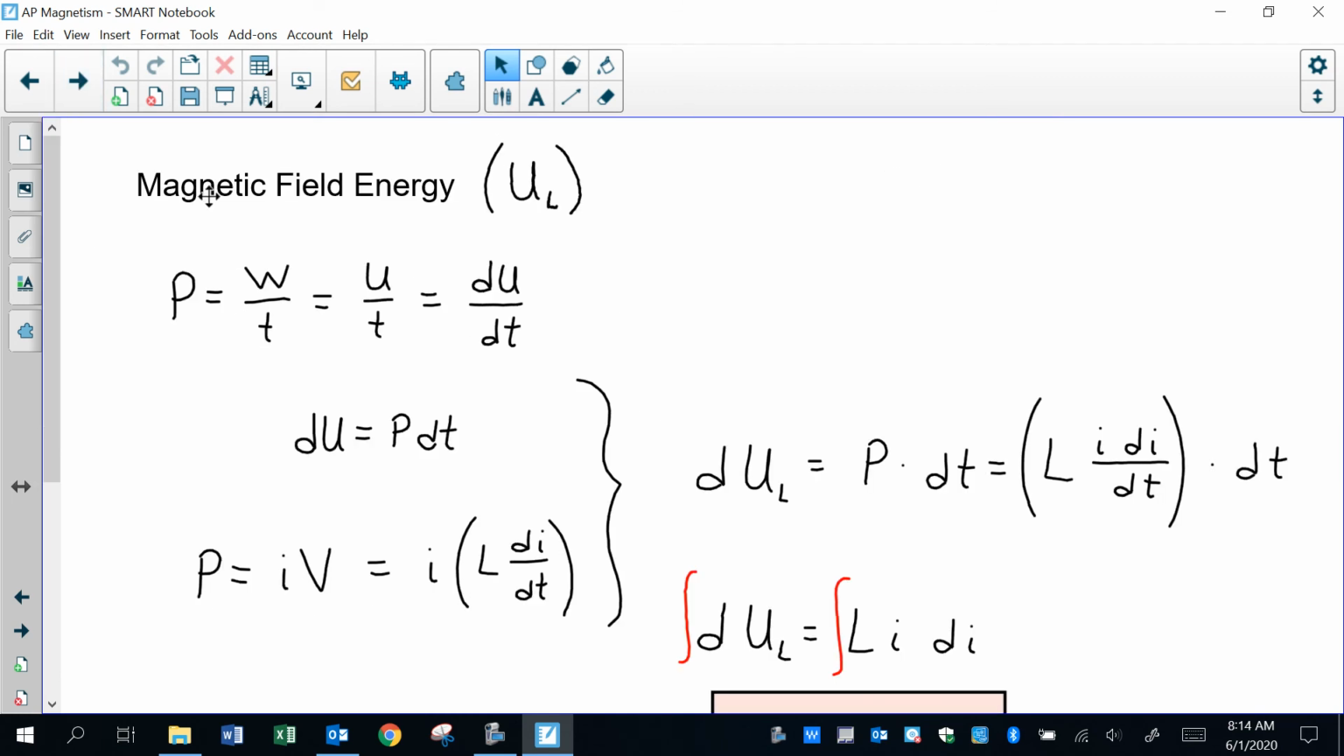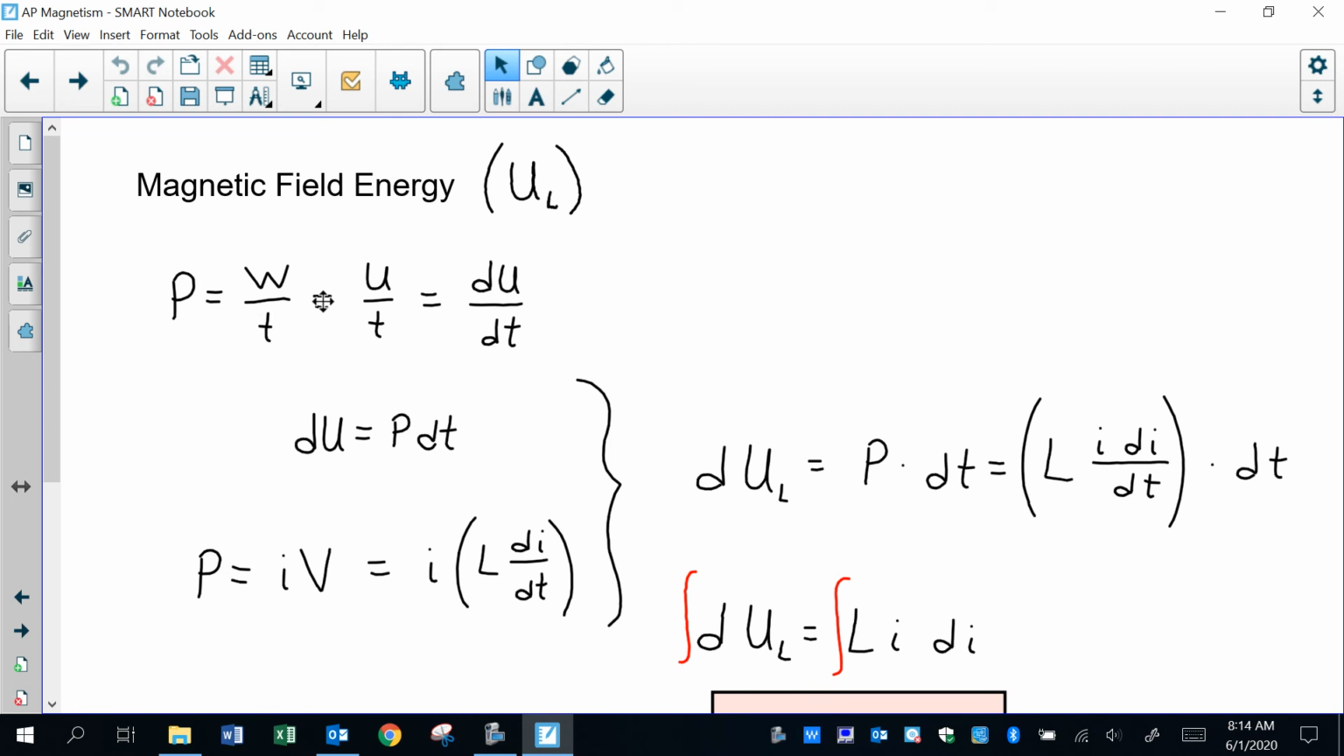When it comes to magnetic field energy, we have energy from a gravitational field. We have energy from a changing gravitational field. We have energy from an electric field, and so on. So it shouldn't be a terrible surprise that we have the ability to store up energy in a magnetic field.